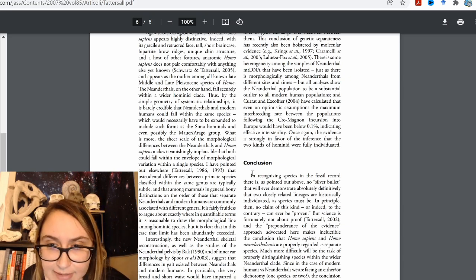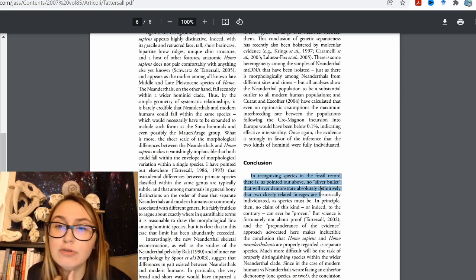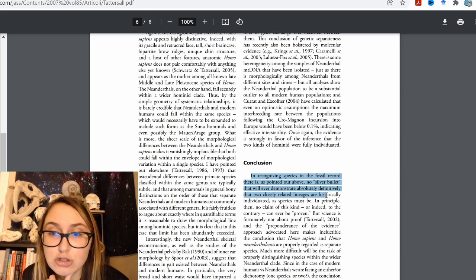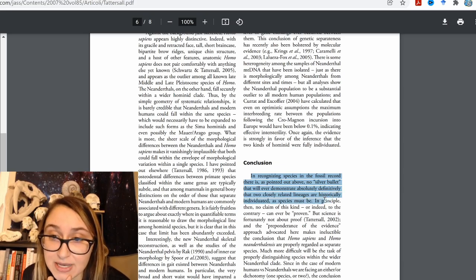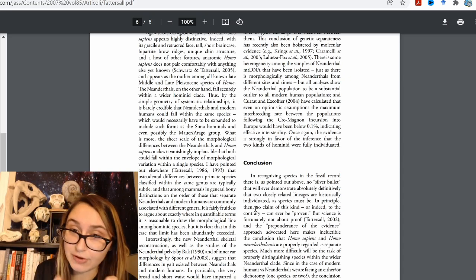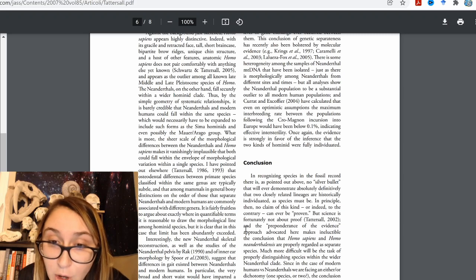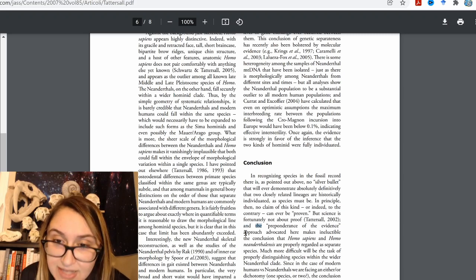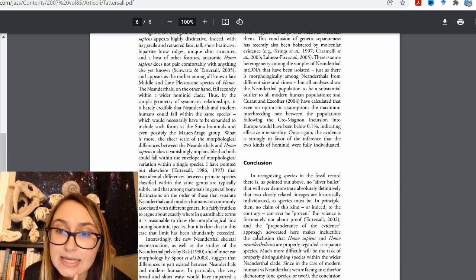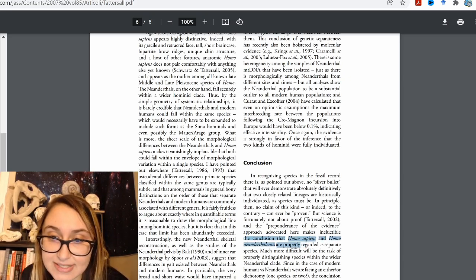And then he says over here, in recognizing species in the fossil record, there is, as pointed out, no silver bullet that will ever demonstrate absolutely definitively that two closely related lineages are historically individuated, as species must be. In principle, then, no claim of this kind, or indeed to the contrary, can ever be proven. But science is fortunately not about proof. It's not about proving your case. The beauty of science is its mutability. And it's more about the preponderance of evidence, and that's the approach advocated here, that makes ineluctable the conclusion that Homo sapiens and Homo neanderthalensis are properly regarded as separate species.